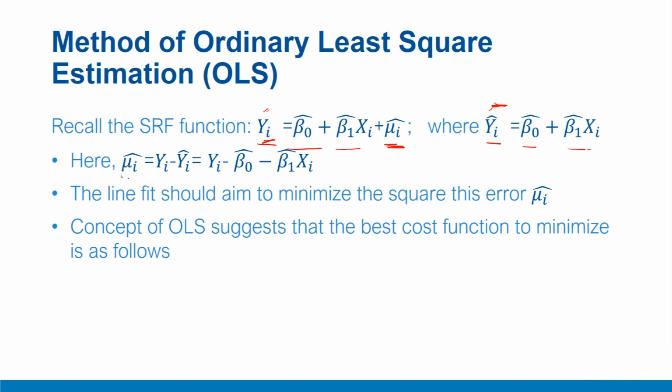Now the error term, this mu i hat, often also referred to as mu i, is important here, because this error term, which is yi minus yi hat, or yi minus beta naught hat minus beta 1 hat xi, is a very important cost function, and any regression fit or any estimator should minimize some function of this error. In this particular case, the OLS, ordinary least square procedure, as the name suggests, tries to minimize the square of this function, and therefore the best cost function to minimize can be shown as follows.